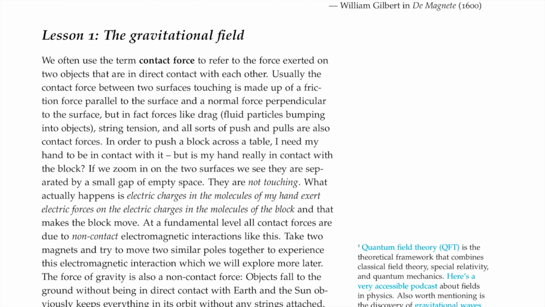Another example of a non-contact force is in fact gravity, which we know so well. If you've ever thought about it, how does Earth actually exert its influence on objects? Objects fall to the ground without actually being in direct contact with the Earth. The sun obviously can keep all the planets nicely in orbit without any strings attached. So there's this action at a distance going on, and how do we make sense of that?